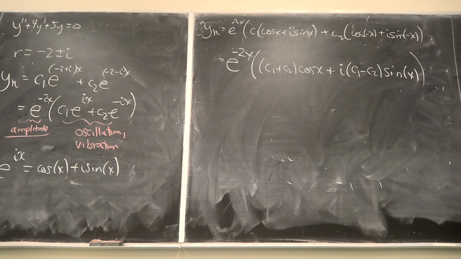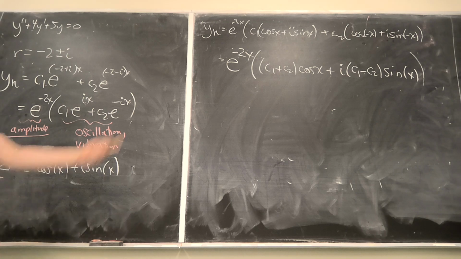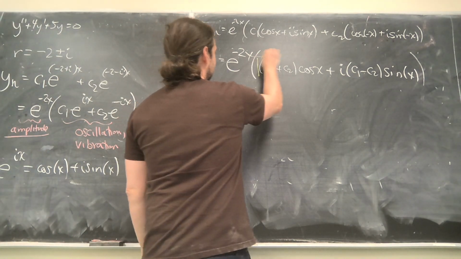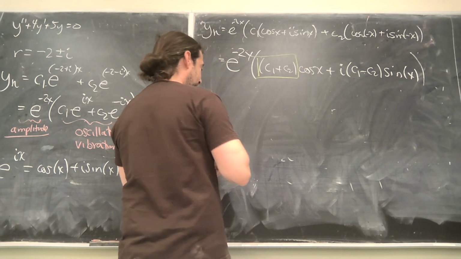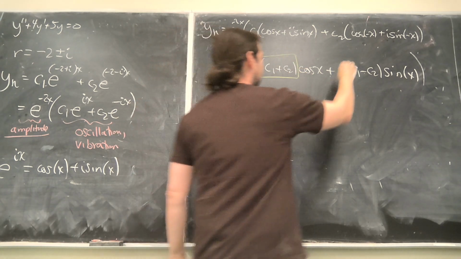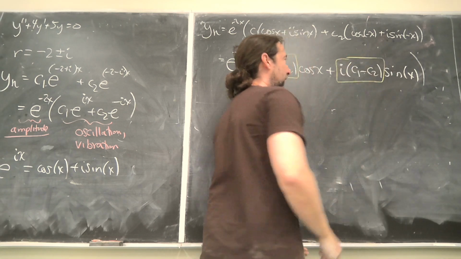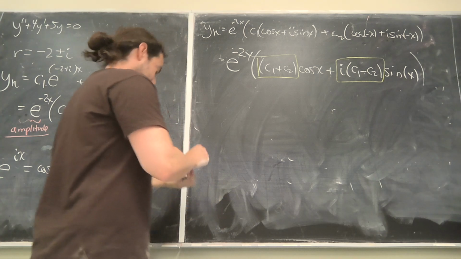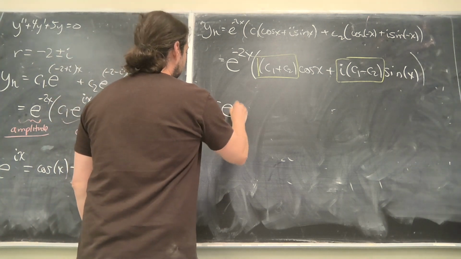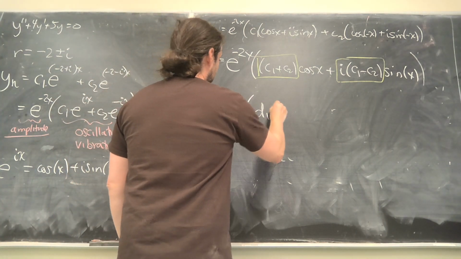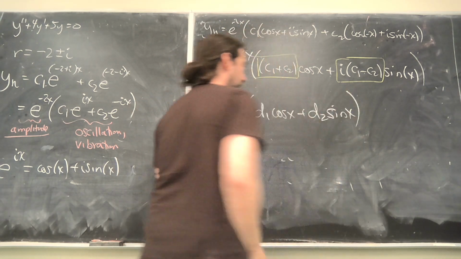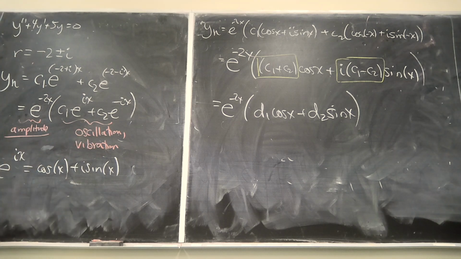And then the cheater move. This is like showing people your dirty laundry. Nobody wants to see combinations of arbitrary constants. You just say, that's a combination of two arbitrary constants. Let's just call that D1. And here is a combination of two arbitrary constants that I've multiplied by I. I'll call that D2. So we have e to the minus 2x times (D1 cosine of x plus D2 times the sine of x). That is the more standard way of writing the solution to an equation that has complex roots.